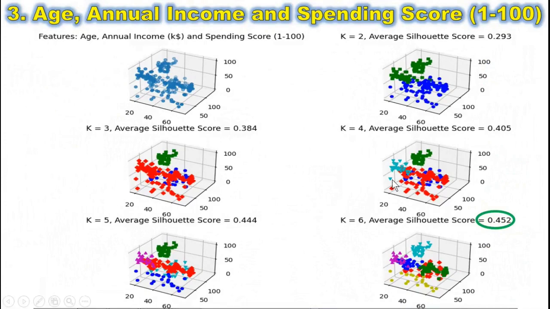If we select the three features, age, annual income, and spending score, and compute the average silhouette score of k values from 2 to 6, then the highest and nearest to positive 1 average silhouette score is 0.52 with k equals 6. The average silhouette score declines when k is greater than 6.